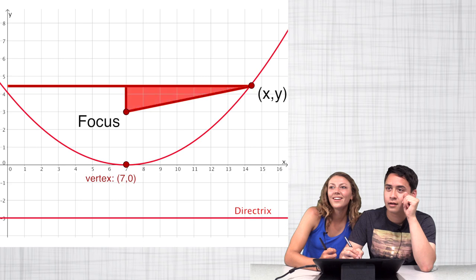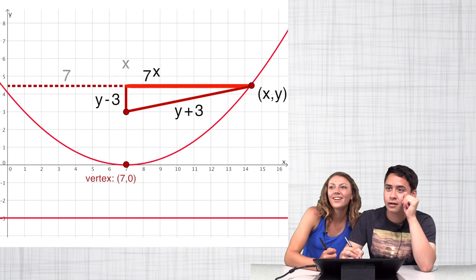Sasha and Keoni used their method from Lesson 5 to identify the length of the hypotenuse as y plus 3, and the length of the vertical side as y minus 3. To find the length of the horizontal side of the right triangle, Sasha and Keoni first identified the entire distance from the general point, x, y, to the y-axis as x units. Then, they subtracted the distance from the y-axis to the left side of their triangle, which is 7 units. This leaves the distance x minus 7.